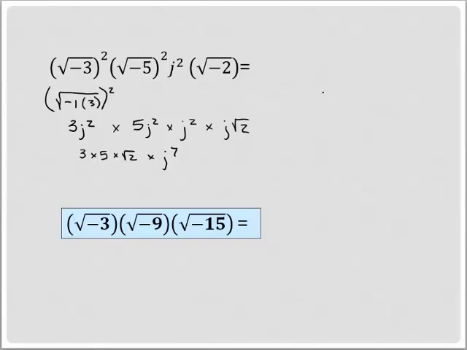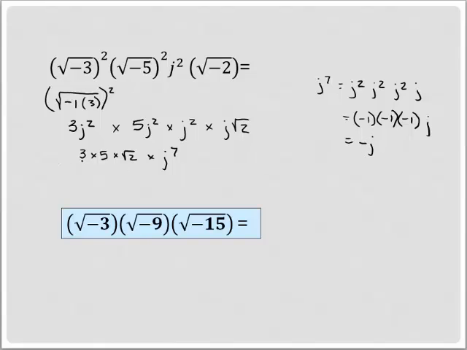All right, now let's go on a sidetrack here. j to the 7th is equal to j squared, j squared, j squared, and j. So that's equal to negative 1 times negative 1 times negative 1 times j. Negative 1 times negative 1 is positive 1, times negative 1 is negative 1. So what we end up with is negative j.